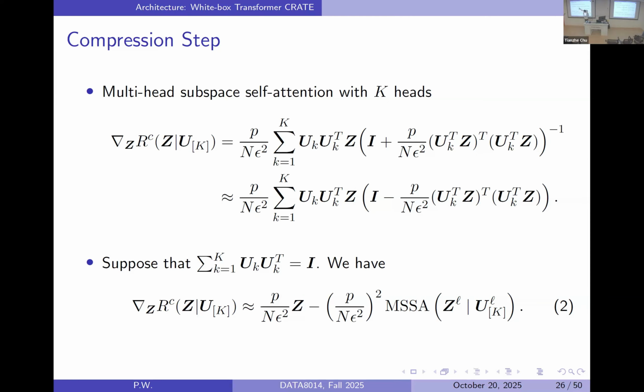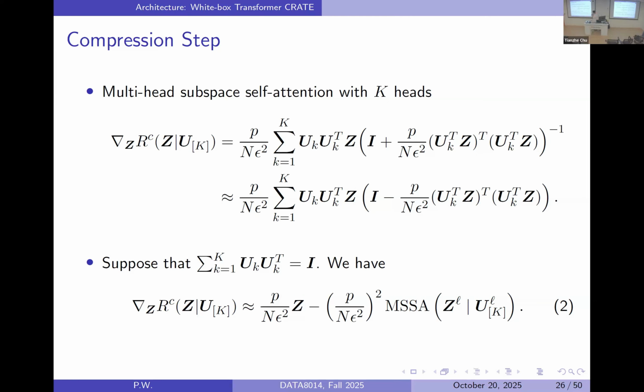Then this summation term is what? It is Z. Applying this equation, this term becomes Z. The remaining term we reorganize; we will see on the next page how we reorganize it and then get the multi-head subspace self-attention. And this is like residual connections: if we take a gradient step on the optimization of the representations, it induces residual connections.